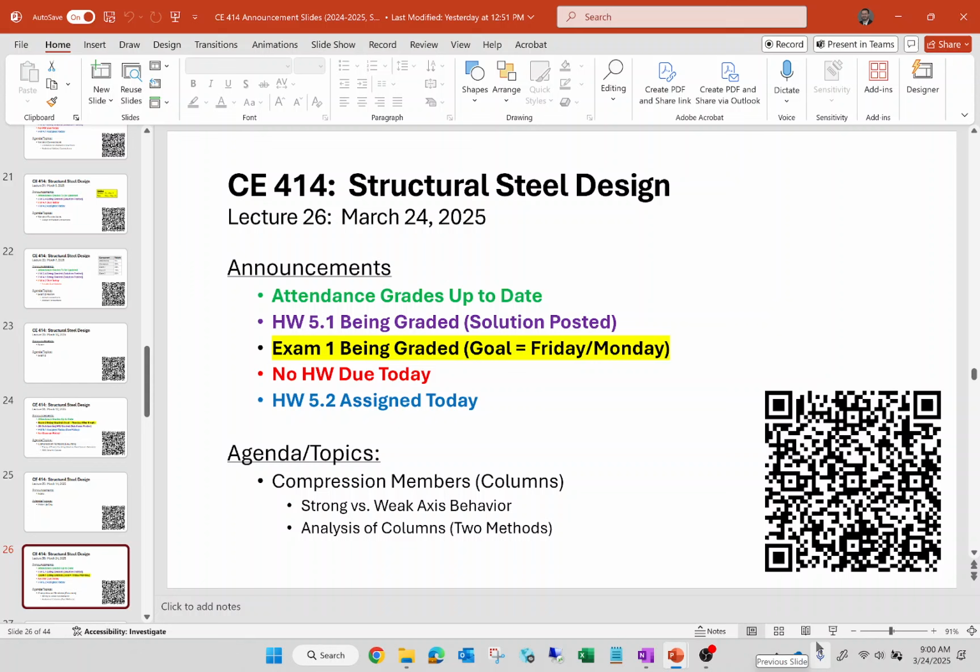Should be on DegreeWorks. If you just log into DegreeWorks, it should list it there at the top. Okay.